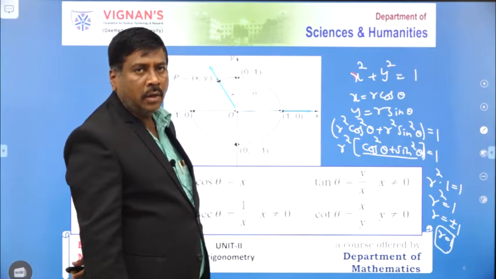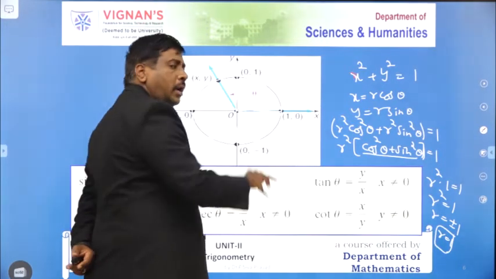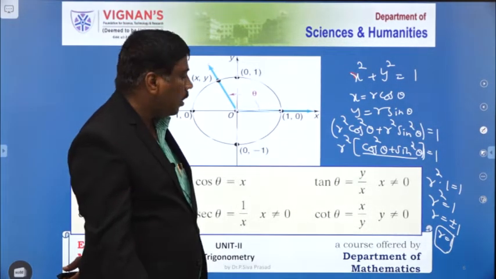Have all of you caught the point? In that, this is called theta. Already we have learned all those things, that is first quadrant, second quadrant, third quadrant and fourth quadrant.